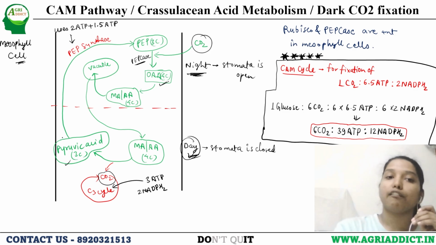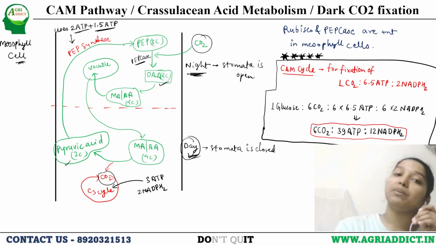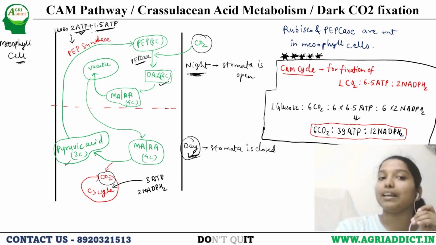This pyruvic acid will go for the regeneration in presence of PEP synthase enzyme, and this enzyme will require 2 ATP plus half ATP. So it will require 3.5 ATP in the regeneration. In the previous C4 plants, we studied that this PEP synthase is requiring only 2 ATP, but here it is requiring 3.5 ATP. So more ATP is being consumed for the regeneration of PEP. Okay, so this is the whole scenario.